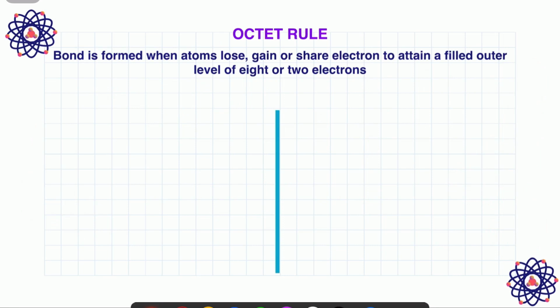The octet rule is used in bond formation when atoms lose, gain, or share electrons to attain a filled outer level of 8 or 2 electrons. Octet is similar to octagon. Octagon refers to 8 surfaces, like a cube. For the octet rule, it also considers the case with 2 electrons. These 2 electrons are also known as a duplet.